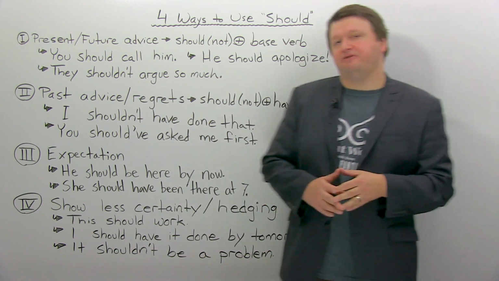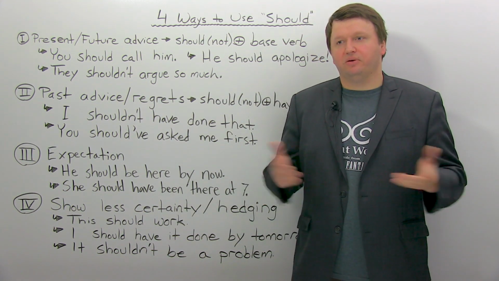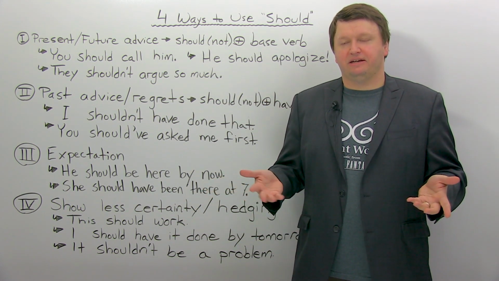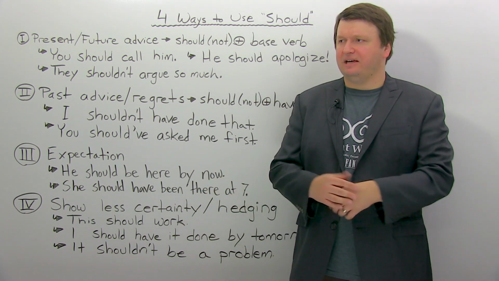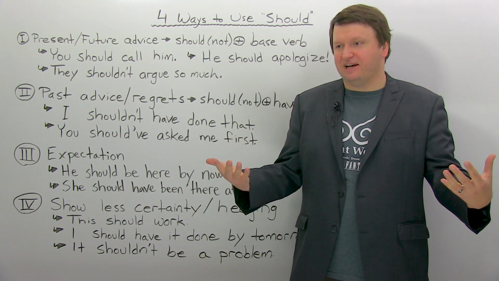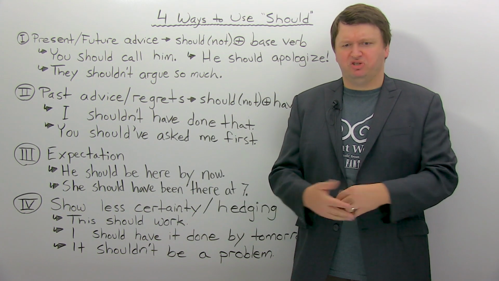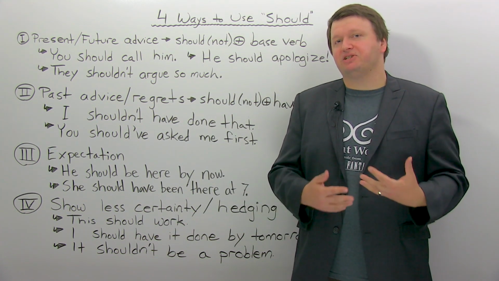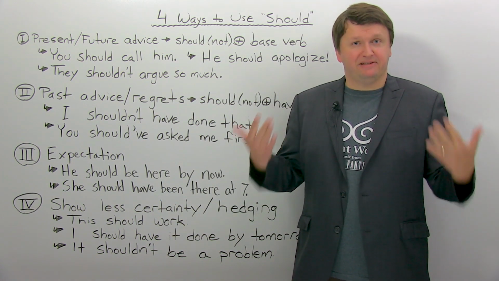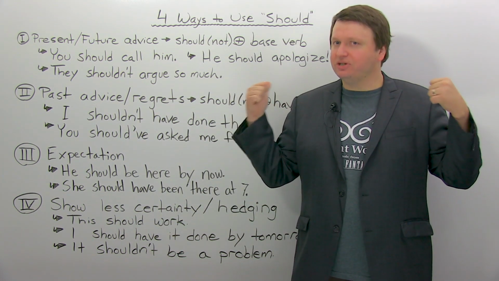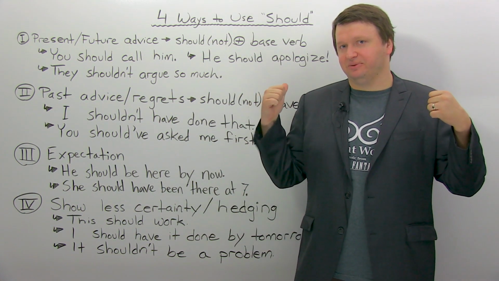Next, she should have been there at 7, okay? So if your friend is telling you, hey, Martha didn't come to the meeting. She didn't come until like 8 o'clock. It's like, well, I'm her roommate. I saw her leave the house at like 6 o'clock. She should have been there by 7, okay? My expectation is that I expected her to be at the meeting at 7 o'clock. She should have been there at 7, okay?